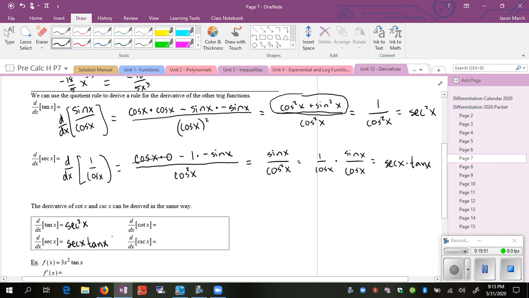The cotangent and cosecant can be derived the same way. The easy thing about these ones is they're very similar to the previous ones we just did, except any trig function that starts with a c, and actually it was true for cosine as well, the derivative will be negative. So cotangent's derivative is, instead of secant, negative cosecant squared x. And cosecant's derivative is, instead of secant tangent, negative cosecant x cotangent x.